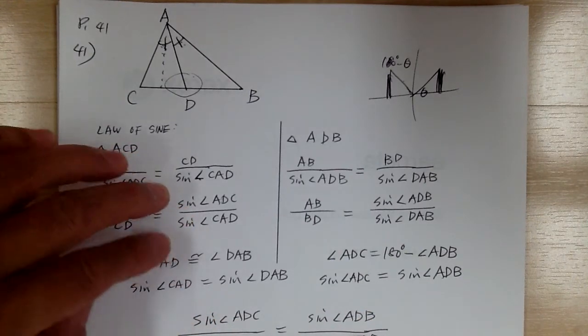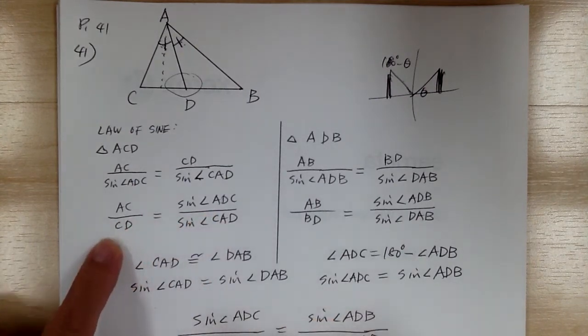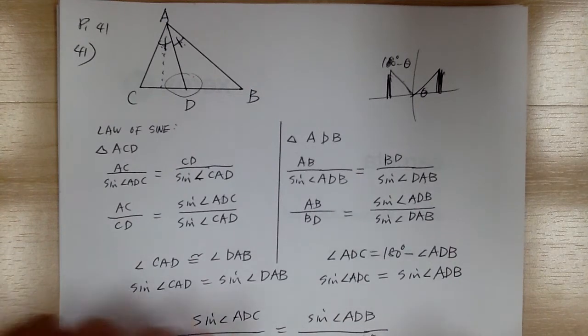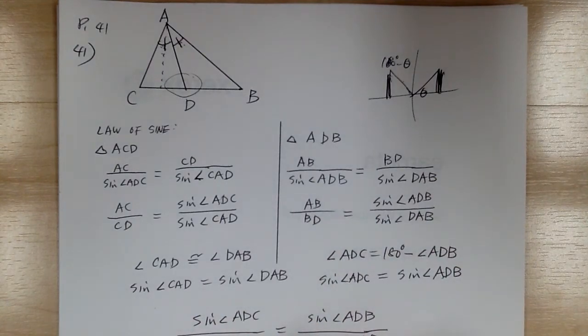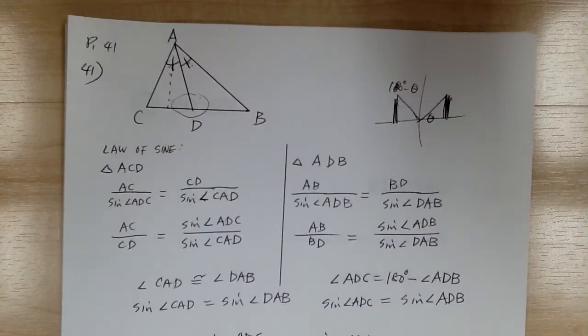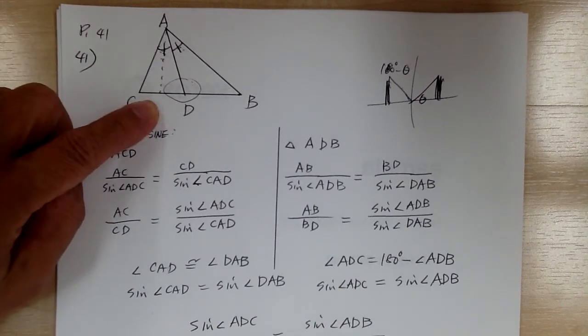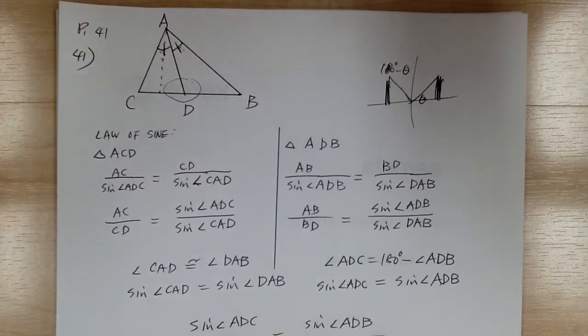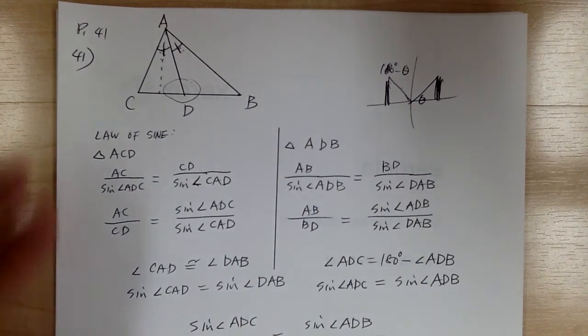But notice what this is equal to. This is equal to AC over CD. Right? And what is this equal to? Well, this is equal to AB over DB. And that is the angle bisector theorem, right? AC over CD is equal to AB over DB. Okay. Let's go to the next one.